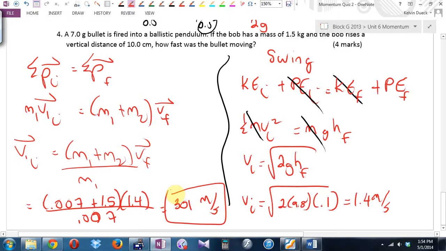If you got that, 4 out of 4. Otherwise, I noticed there's 1, 2, 3, kind of 4 lines here. I'd probably go a half mark for each line-ish. If you're not sure, you can come talk with me.